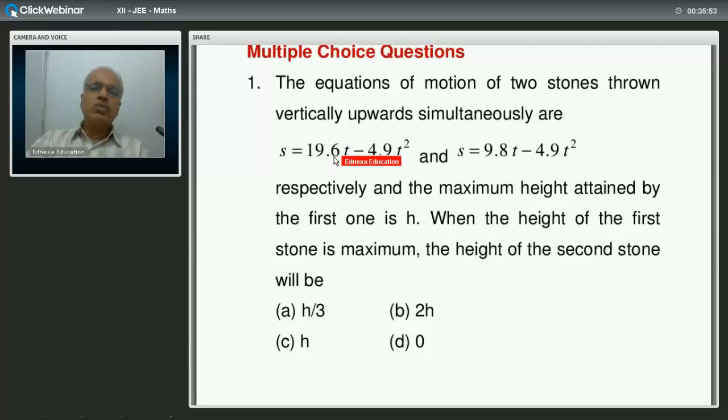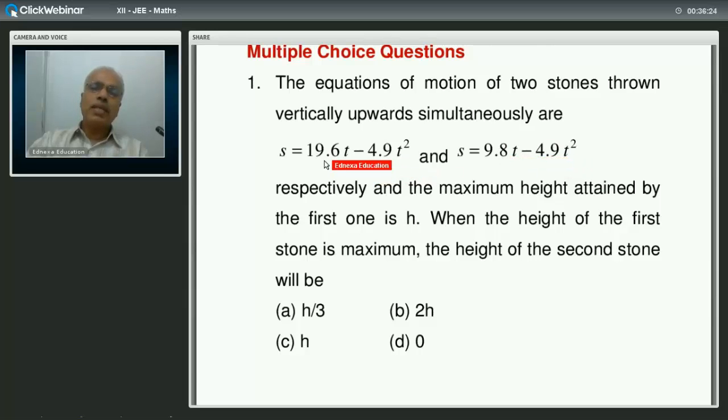So if this is ut, when would it reach maximum height? When the velocity becomes 0. When the velocity becomes 0, it would be at the maximum height. And you can see the initial velocity of this is half of the initial velocity of this. Actually, it is very easy to see without getting into any calculations. If this stone is going up and reaching the maximum height, this one is thrown at a velocity which is half.